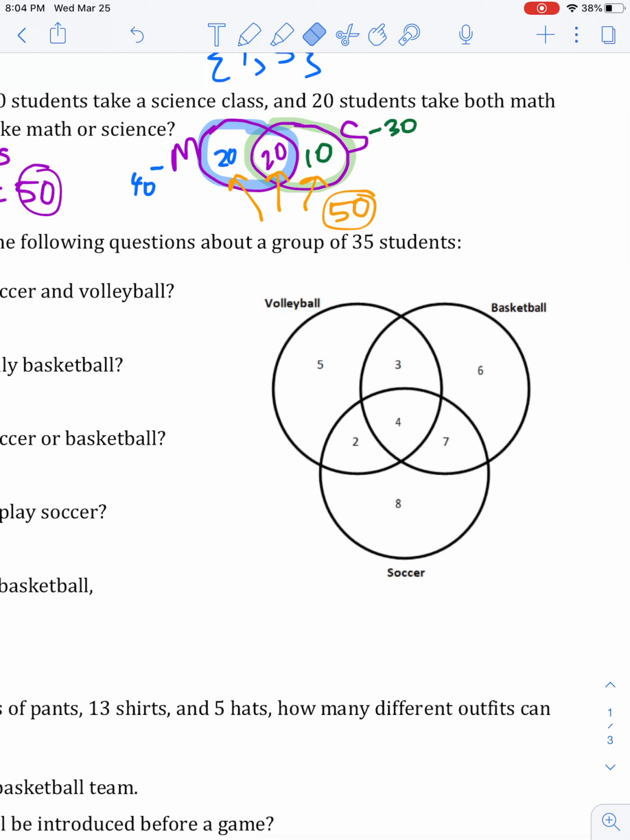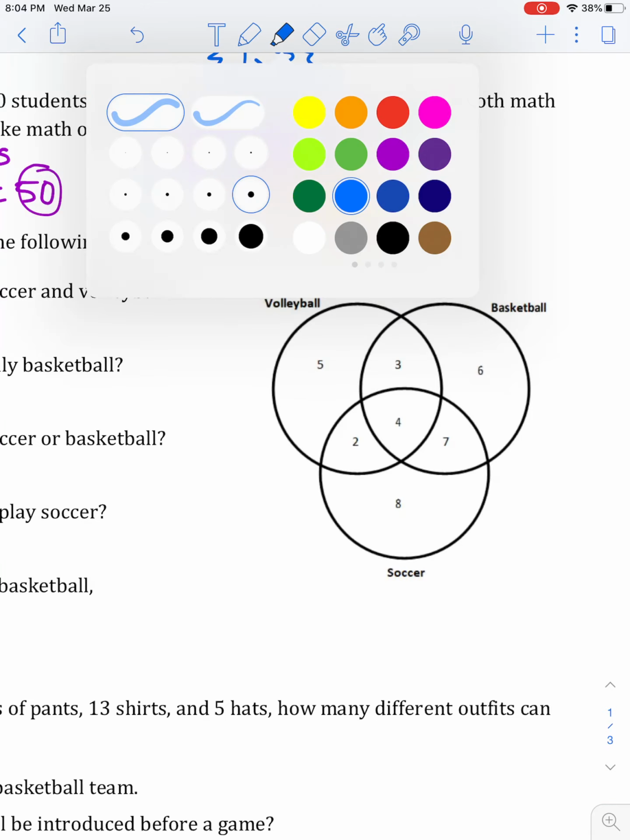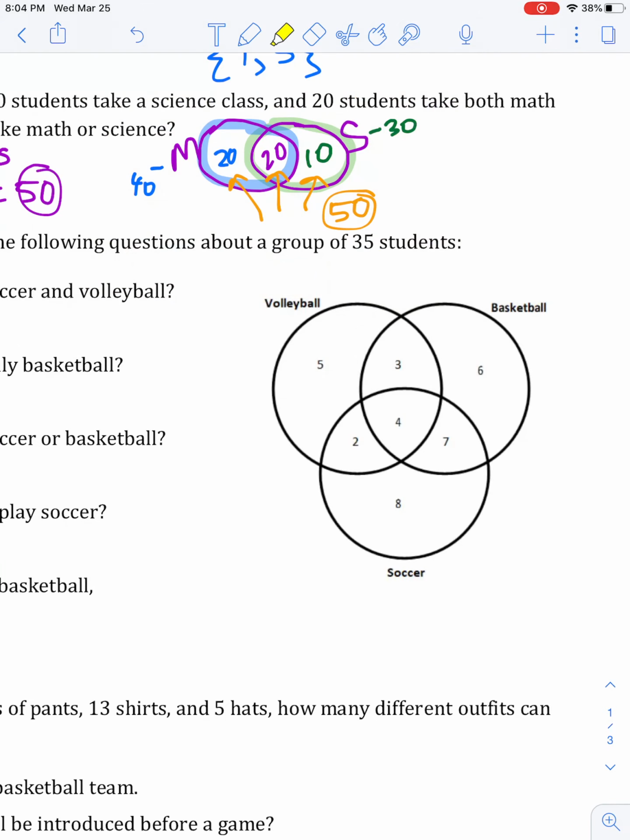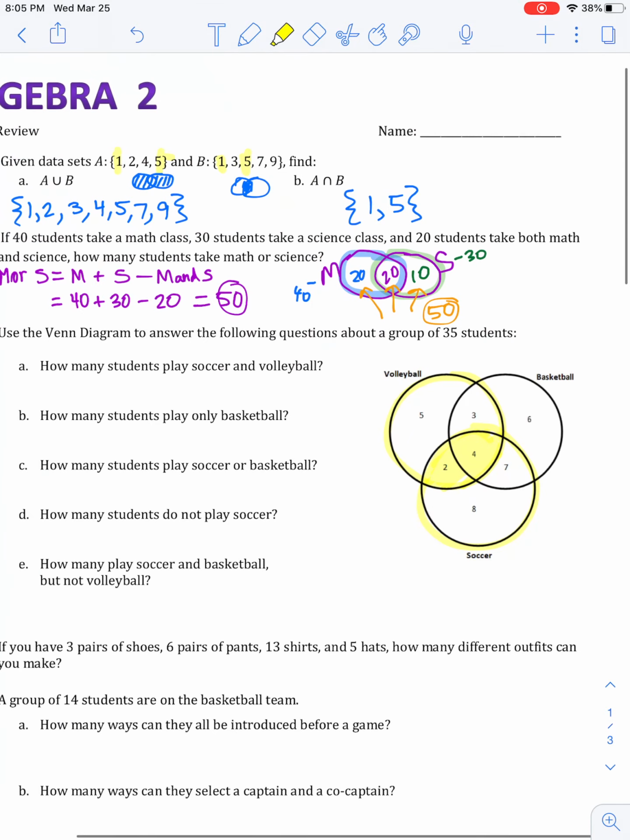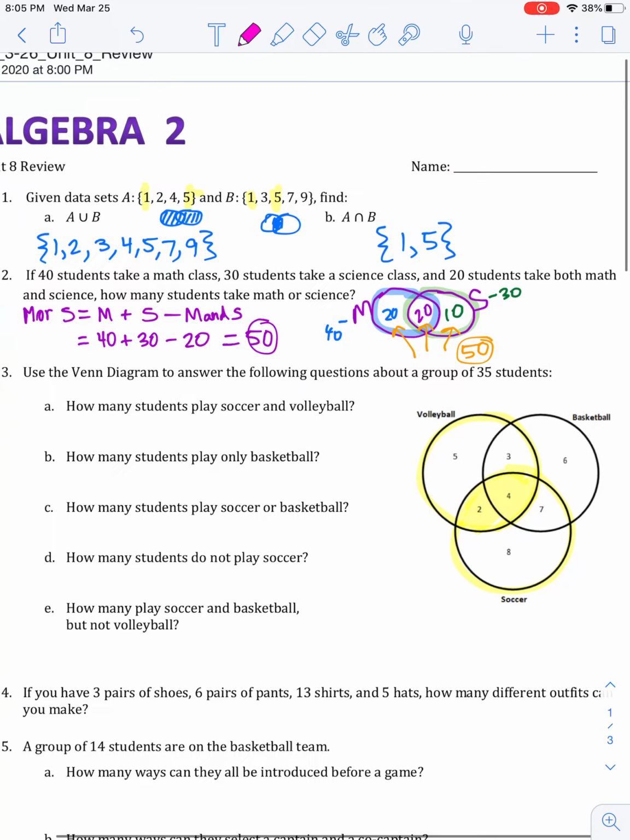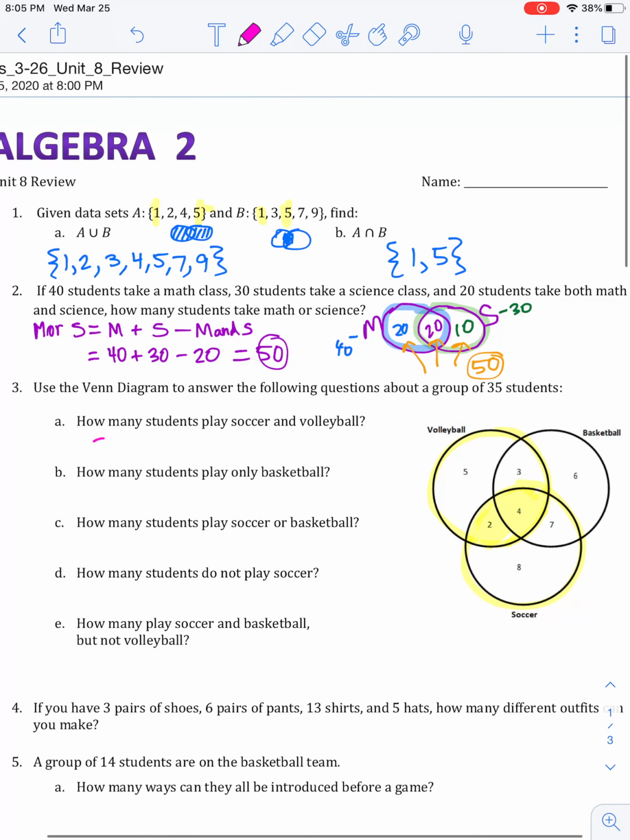So if I look over here, and I'll go ahead and highlight and then I'll erase the highlighting before I do the next one. So here's volleyball, here's soccer. Where do those 2 overlap? This entire region here. So I would add 2 and 4 together, and my answer is 6. Okay, I'm going to erase that highlighting now to show work on the next one.